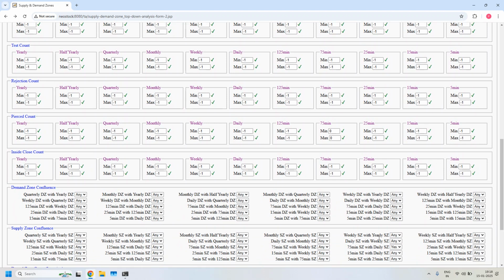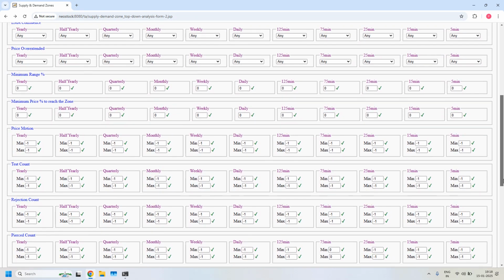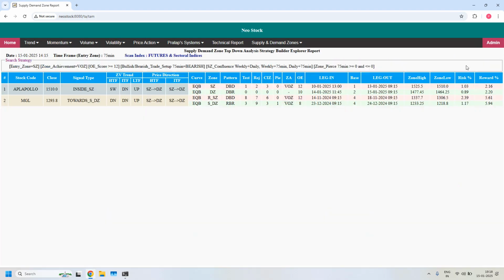First filter is already enabled. Second filter is 75 minute supply zone with weekly supply zone confluence. Third filter is daily supply zone with weekly supply zone confluence. With all the 3 filters, LTF, ITF, HTF supply zone confluence, we got 2 stocks.